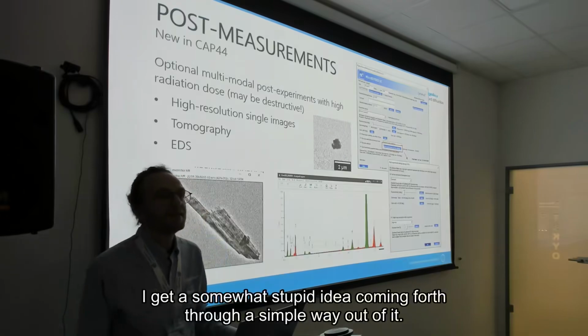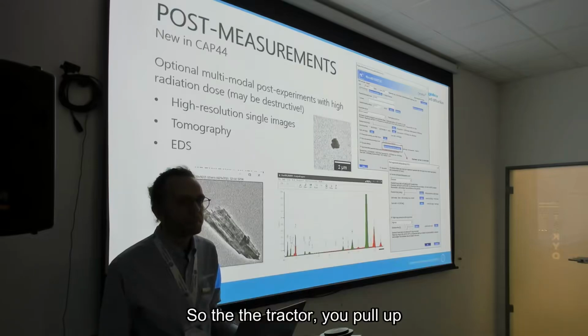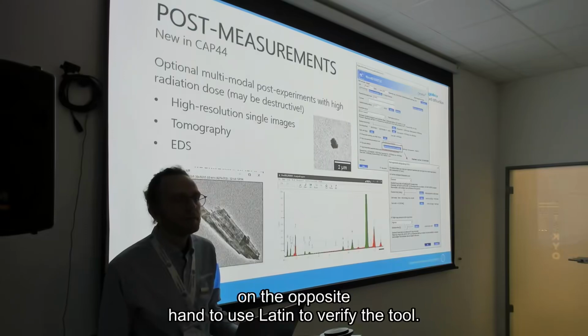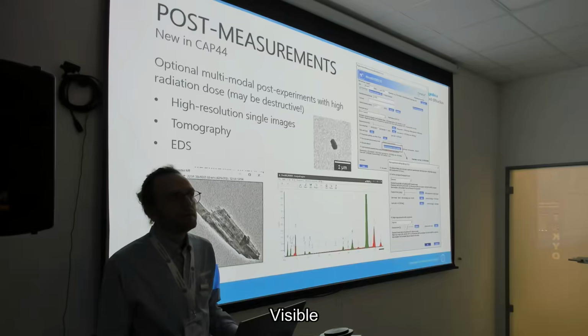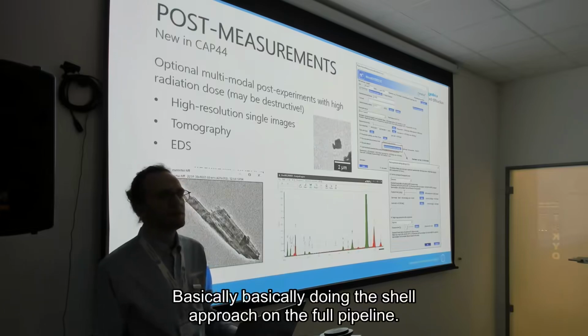Okay. I have maybe a stupid idea. Can we force the software to always solve the structure in P1, and after that we use a plugin to verify the true space group? Basically doing the ShelXT approach on the full pipeline.